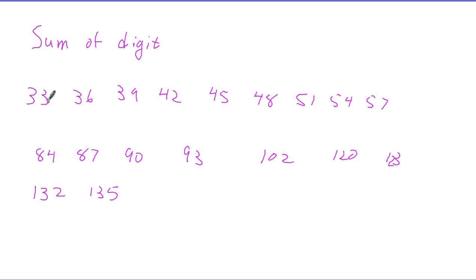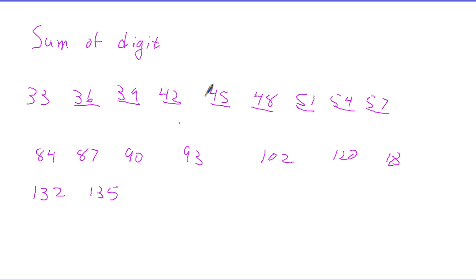Just 3 plus 3 is 6. This has a sum of digits 6. This has a sum of digits 9. This has a sum of digits 12. This has a sum of digits 6. 4 plus 5 is 9. 4 plus 8 is 12. 5 plus 1 is 6. 5 plus 4 is 9. 5 plus 7 is 12.